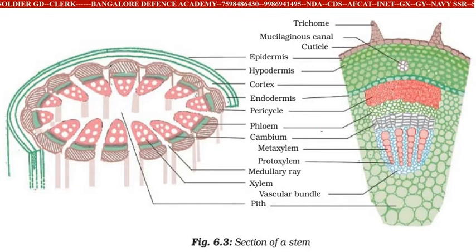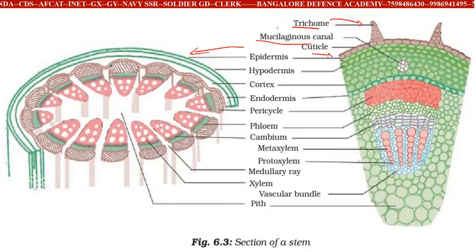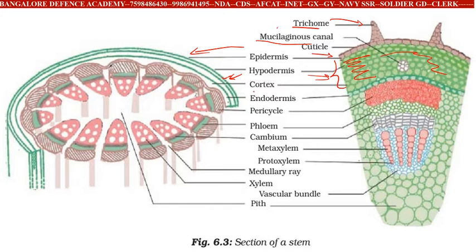And this is an important section of a stem, a cross section of a stem, shown in a detailed image. Here you can see trichome, then the mucilaginous canal, then the epidermis. The epidermis is nothing but the outermost layer. Then you have the hypodermis, which is the second layer, shown here in green. Next you have the cortex, which slowly increases. Then you have the endodermis.